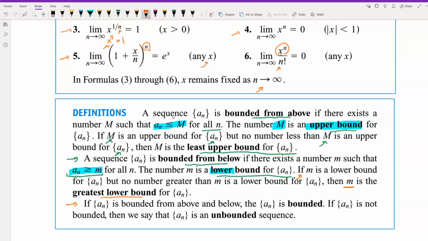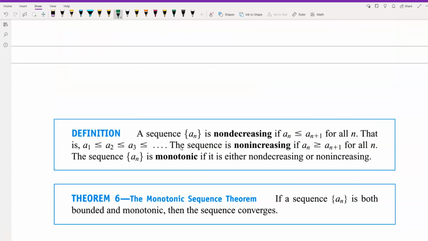If the sequence a_n is bounded from above and below, the sequence a_n is bounded. If the sequence a_n is not bounded, then we say that it is an unbounded sequence. Definition: a sequence a_n is non-decreasing if a_n is less than or equal to a_(n+1) for all n. That is, a_1 is less than or equal to a_2, less than or equal to a_3, and so on. The sequence is non-increasing if a_n is greater than or equal to a_(n+1) for all n. The sequence a_n is monotonic if it is either non-decreasing or non-increasing.